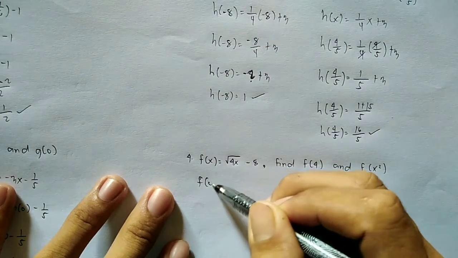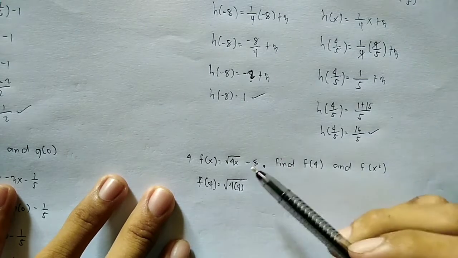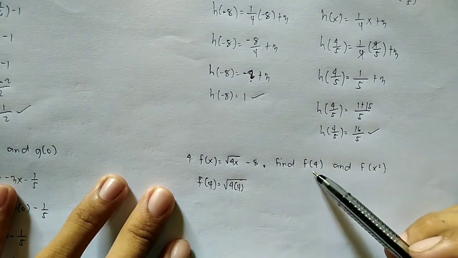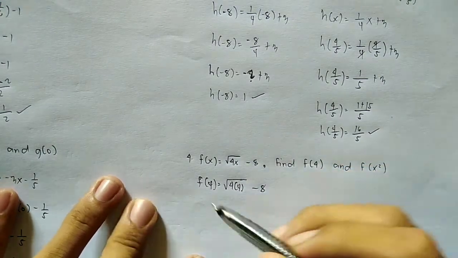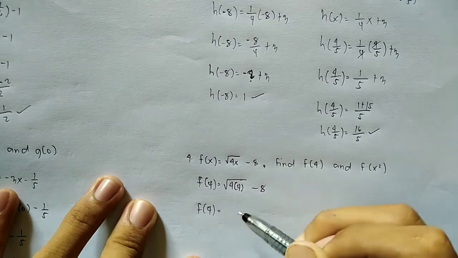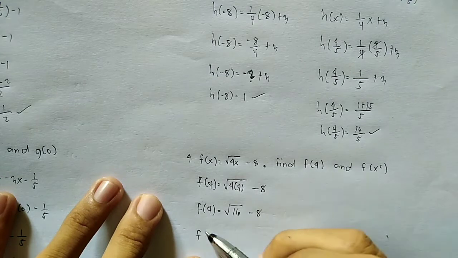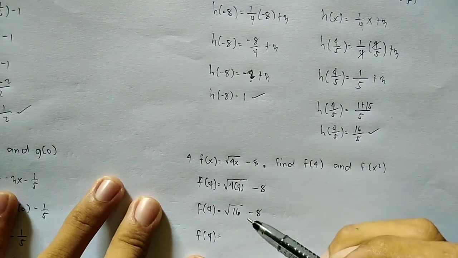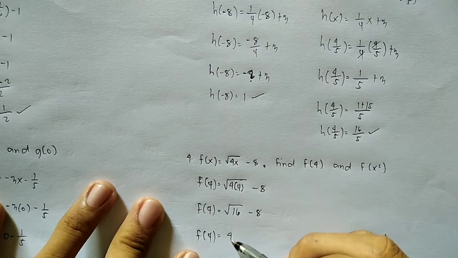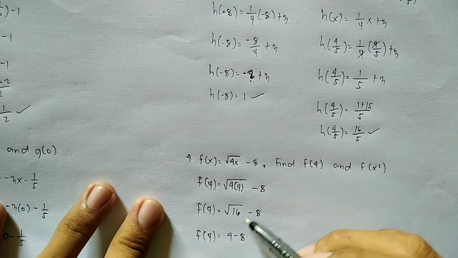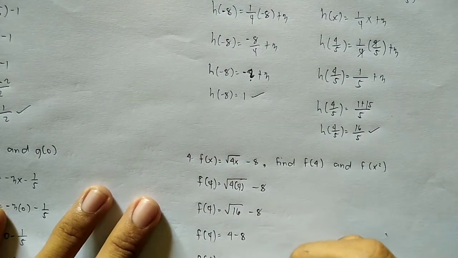So at f of 4, you will get the square root of 4 times 4. We just simply substitute x with 4 as one of our indicated values, minus 8. Now f of 4 is equal to the square root of 4 times 4, that is 16, minus 8. We have to simplify further. Since 16 is a perfect square number, the square root of 16 is 4. Then minus 8.